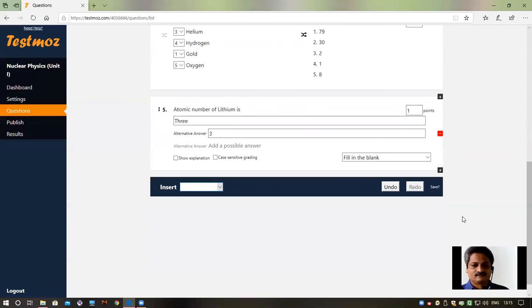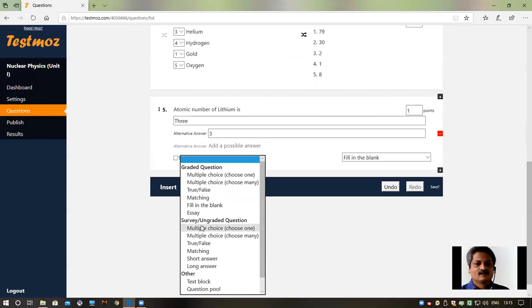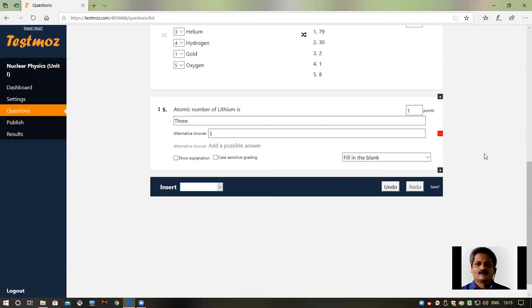Then next, there are similar ungraded questions. For free users, only 50 questions we can type. Usually 50 is good for conducting a unit test or examination. Now we go to publish.